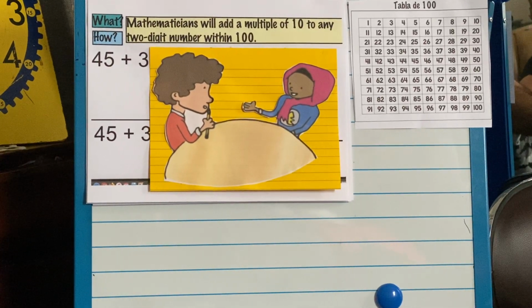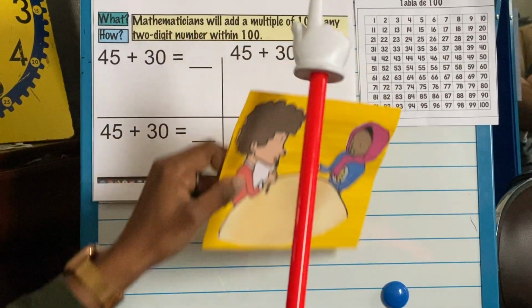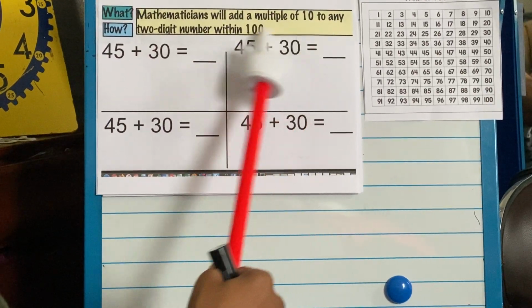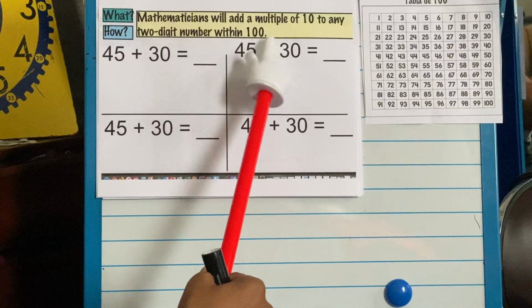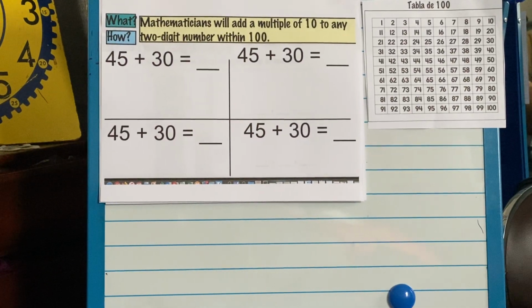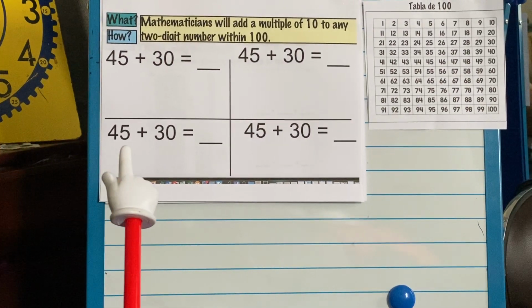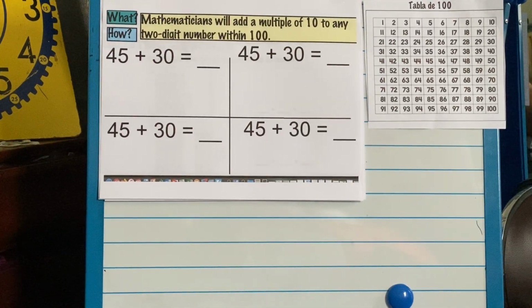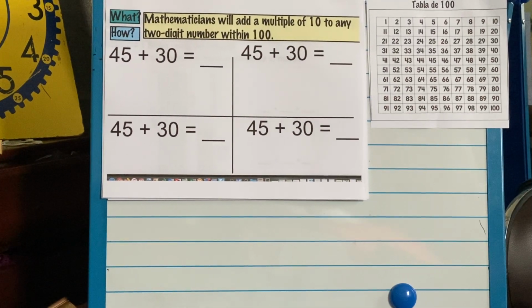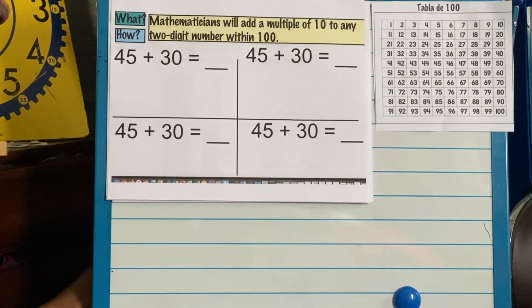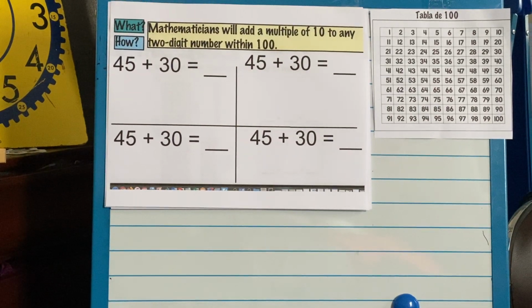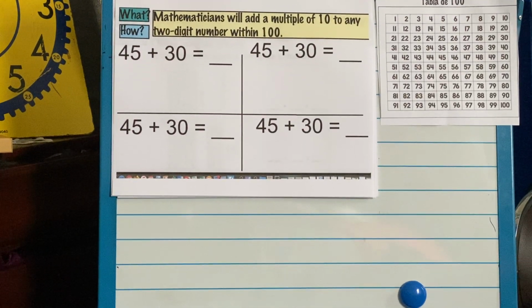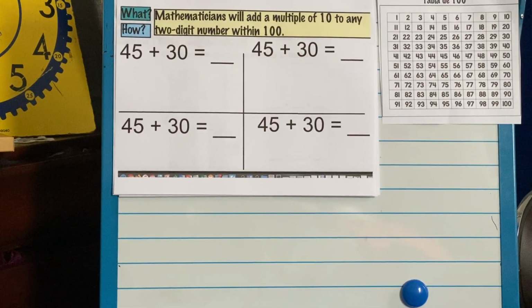Today I want to teach you that mathematicians will add a multiple of 10 to any two-digit number within 100. Before we continue, we're going to do a little review. So we have this number sentence, 45 plus 30 equals, and we're going to discuss different ways of solving this problem. So one way that we can do it is by what?